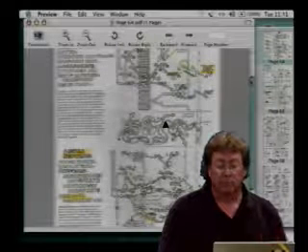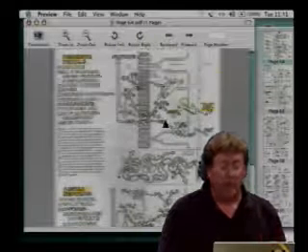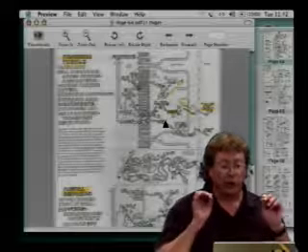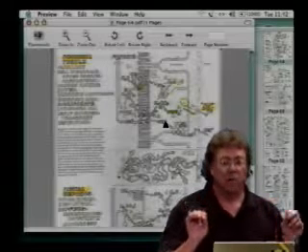Bicarbonate, small molecule, very small. It gets filtered. It gets filtered just like glucose.